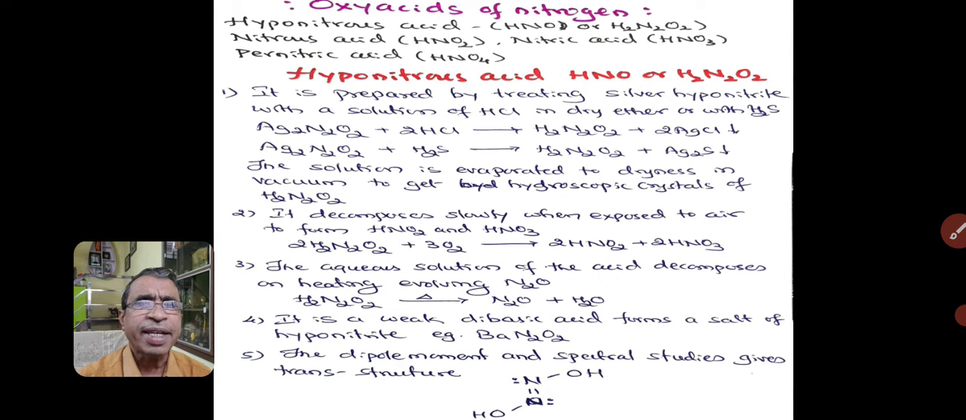It is a weak dibasic acid, forms a salt of hyponitrite. Example, barium hyponitrite, formula BaN2O2. The dipole moment and spectral studies give the trans structure of hyponitrous acid. This is more stable. In all these acids, the non-metal is attached to OH groups.